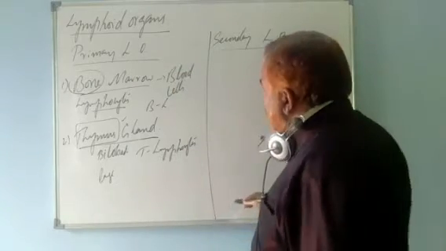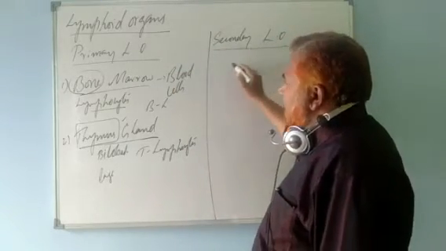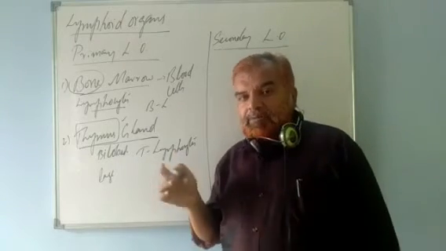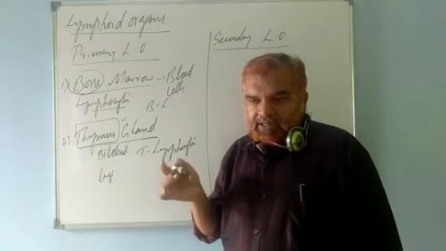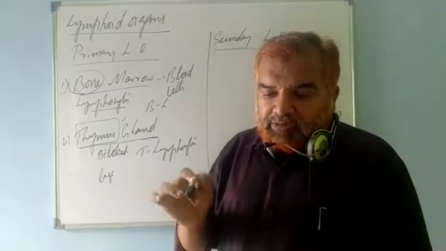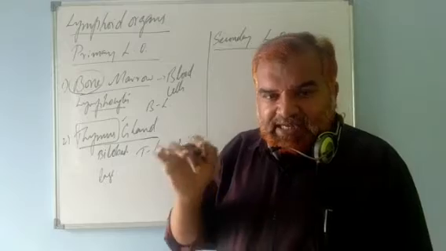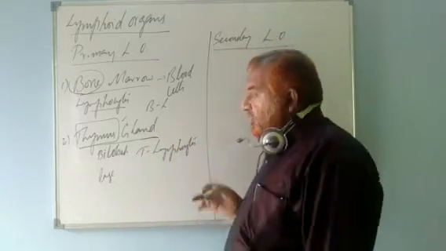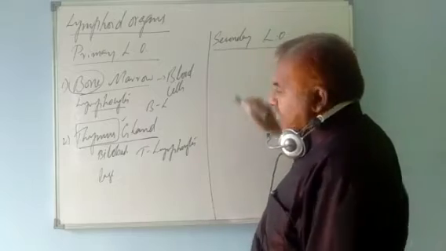Now what do you mean by secondary lymphatic organs? The lymphatic organs where there will be interaction of the antigens with the lymphocytes. When antigens enter into the body, the lymphocytes identify them as antigens and produce specific antibodies. Such organs are known as secondary lymphatic organs.